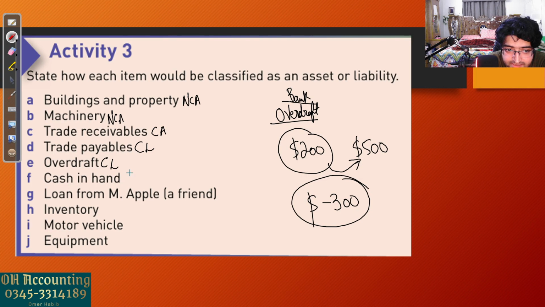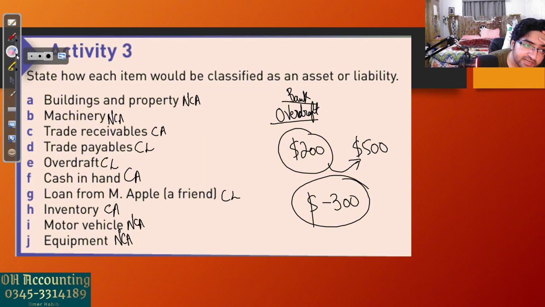Cash in hand is a current asset. Loan from a friend is usually a current liability because friends don't allow a loan for more than 1 year. You know that. But it might also be a non-current liability depending on when it's payable. But for now, let's keep it as a current liability. Inventory, we know, are the goods that we buy to resell. It is a current asset because we expect to sell them within 1 year. Motor vehicle is a non-current asset, and equipment is also a non-current asset. So this is how we fill these and identify these.